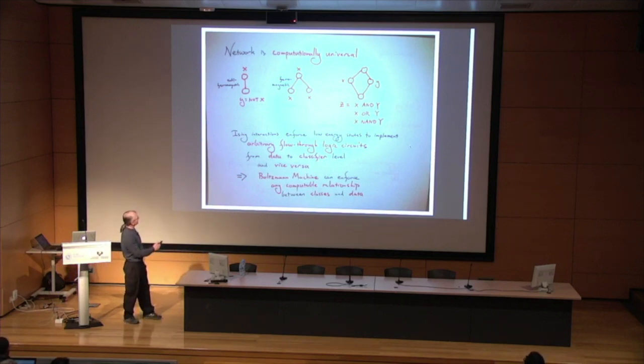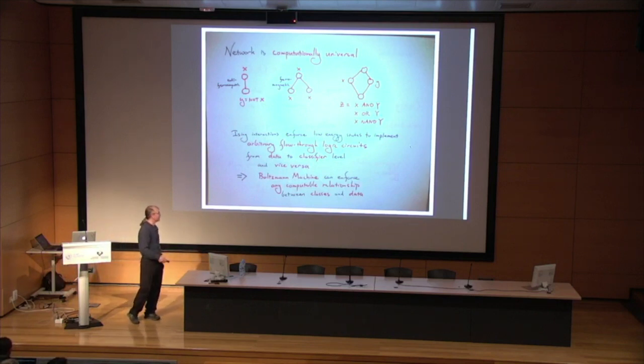So you can set it up so that if you enforce the bits at one layer to be of particular values, then the bits at the next layer take on some Boolean logical function of the bits at the previous layer. And so the Ising interactions will enforce the low energy states to implement arbitrary flow-through logic circuits from the data to the classifier layer and vice versa, which means that our Boltzmann machine can enforce any computable relationship between classes and data.